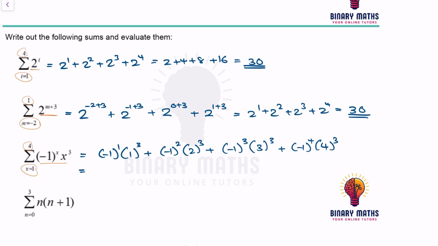Okay, negative 1 times 1 cubed gives me minus 1. Minus 1 squared is positive 1 times 2 cubed is 8. Minus 1 cubed is minus 1 times 3 cubed is negative 27. And the last one will give me a positive 64. So when I put that all into a calculator, I end up getting 72 take away 28, which is equal to 44.